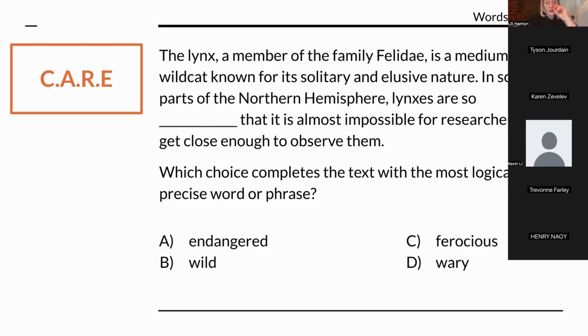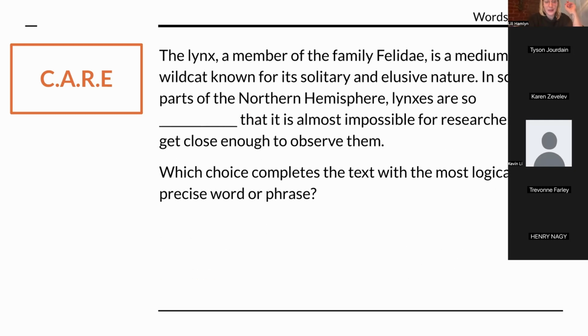So, what do we think our anticipation might be? Whoa. What was that, Henry? Any ideas of what the anticipation is? We could have rare. I think elusive would also work as an anticipation word for sure. So let's say the anticipation could be something like solitary, elusive, all of this.